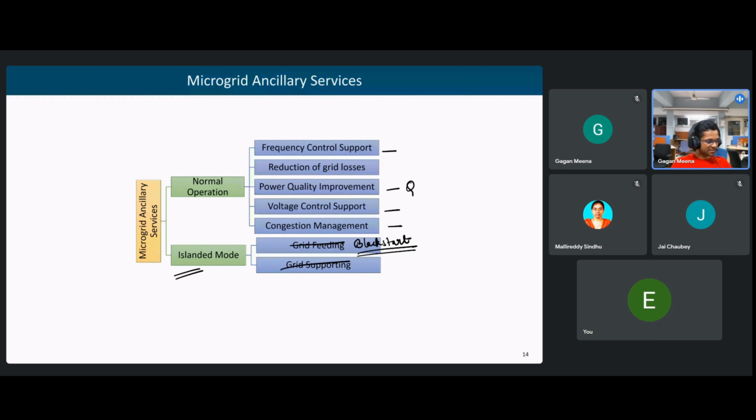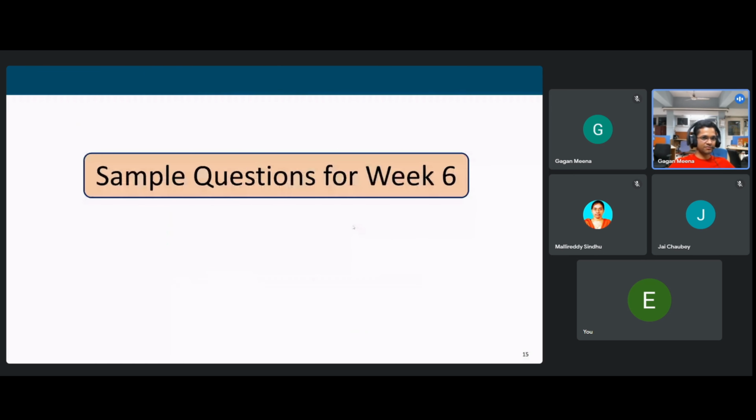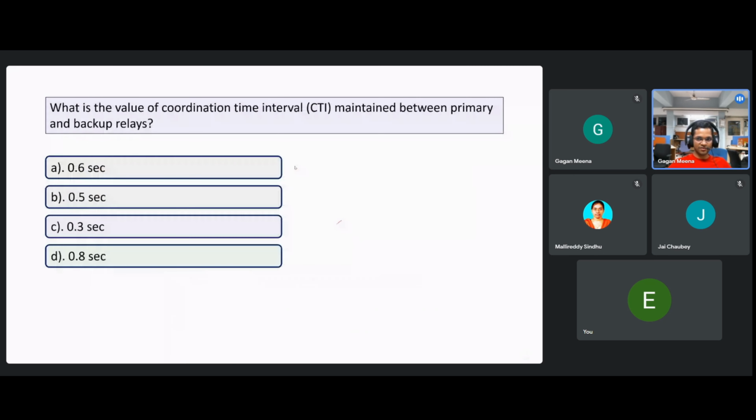So let us move to questions now. The first question is: what is the value of the coordination time interval maintained between primary and backup relays? Can you tell?